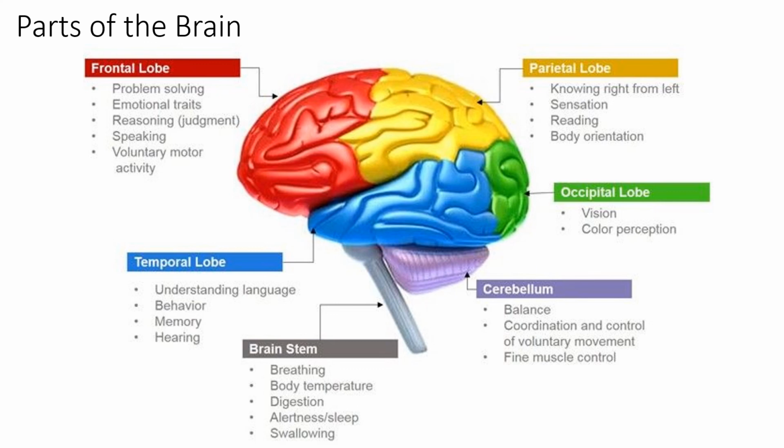Your test on this subject has several questions on each system, but not most of the questions on the test, a lot of questions on the test involve the parts of the brain. So you want to understand each lobe and what it does. So I'm going to spend a little bit more time on this one. The frontal lobe is for problem solving, and it's in the front here. So if this is your head, your face is over here. You have problem solving, emotional traits, reasoning, judgment, speaking, and voluntary motor activity.